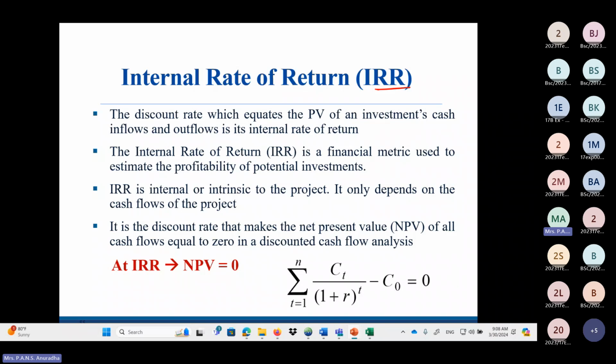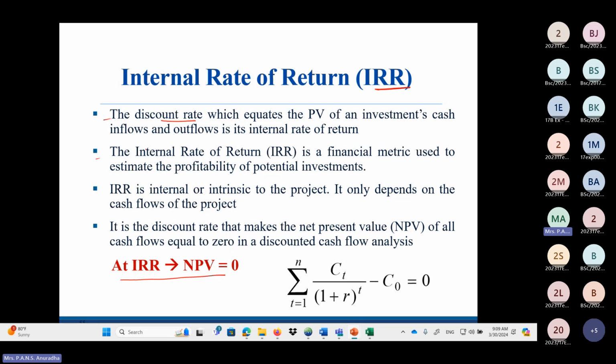Right? So you can see technically IRR is the discount rate which equates the present value of the project's cash inflows and outflows. Remember, at IRR, NPV is 0. Always at IRR, net present value is 0. So you can say in another way, IRR is the discount rate when the NPV of the project is 0, when the project is marginal.